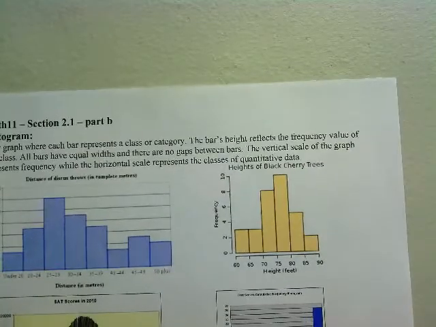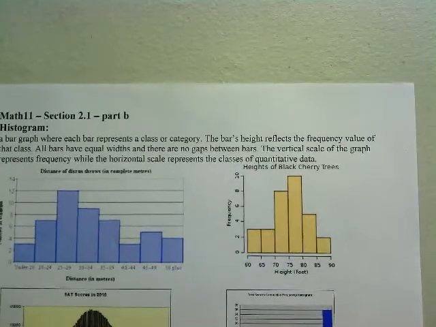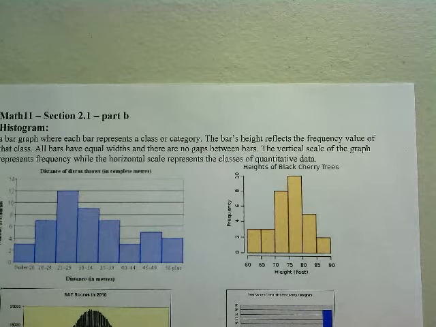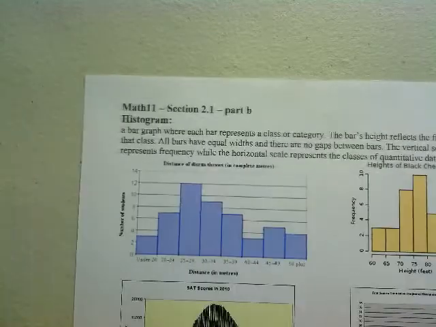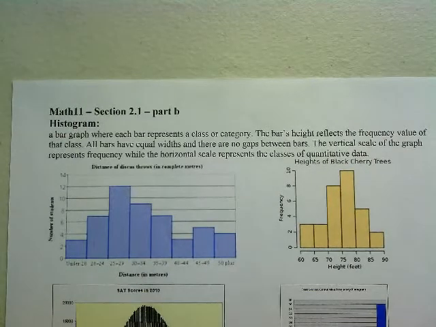Here is another example in which we have the heights of black cherry trees. In this case, instead of having the entire class listed across the horizontal axis, we just have the lower class boundaries listed each time, the 60, 65, 70, 75. Those are the lower class boundaries of each class. So in the first one, we wrote out the entire classes, but here we didn't. Sometimes, just so it's a little bit cleaner graph, we don't necessarily want to write out the entire class.